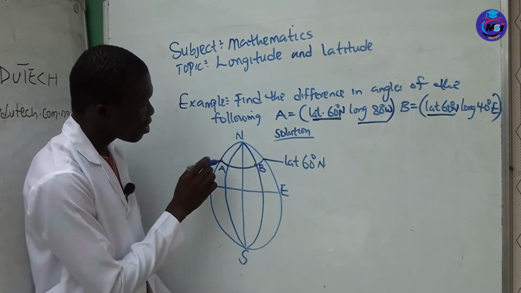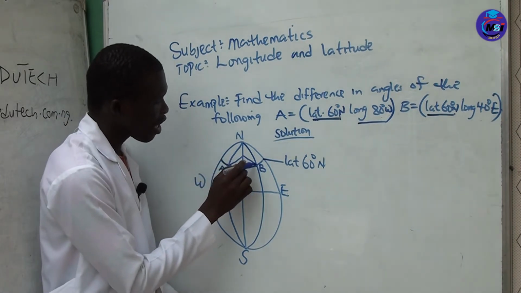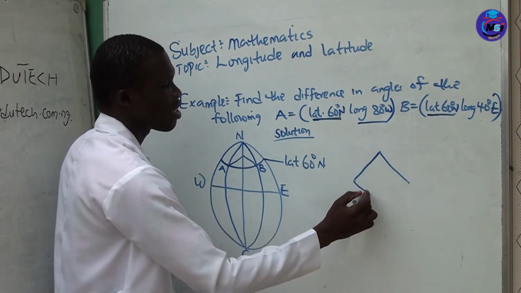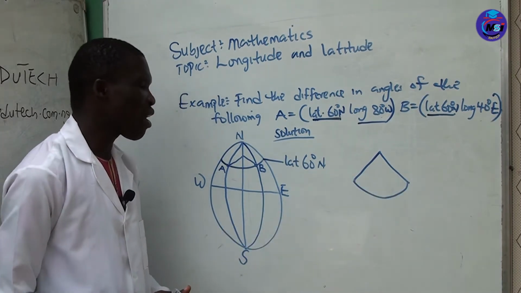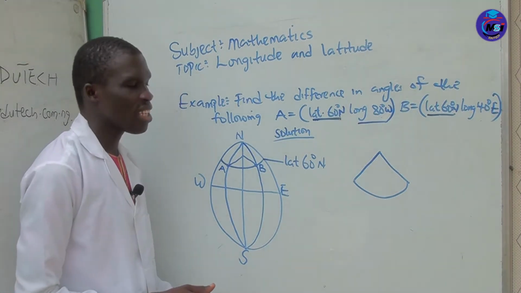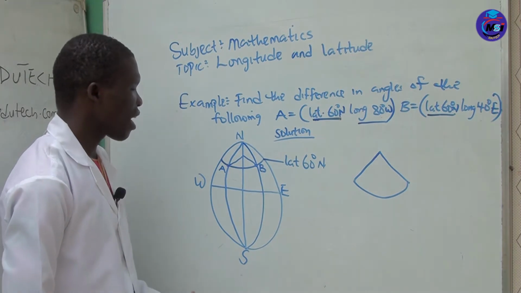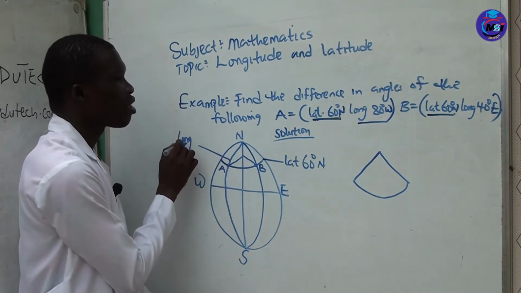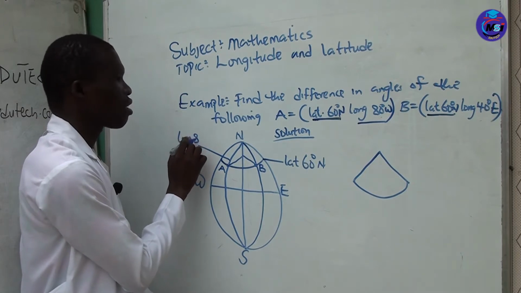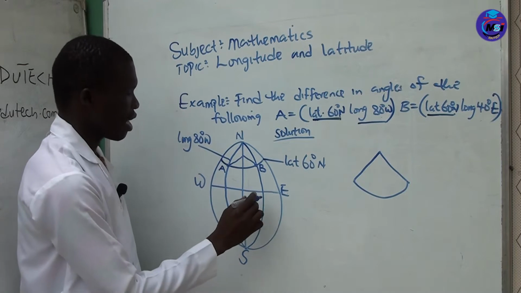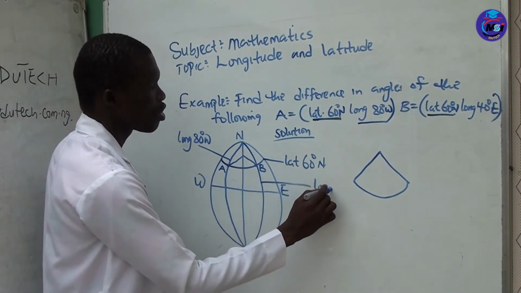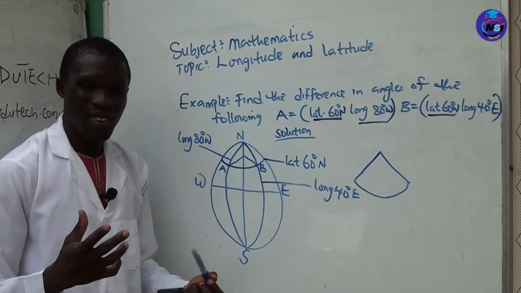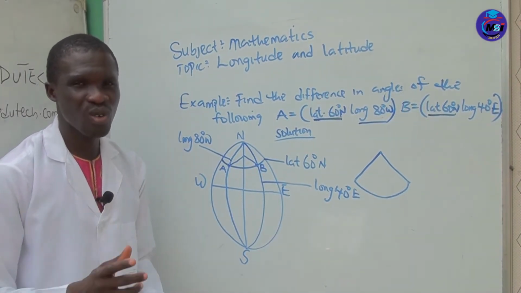Now, from here, you can join here and here together. You remember, it's going to give us a shape like this. I'll tell you more about that by the time we are finding distance along the great circle and distance along the small circle. Now, this is A and this is B. So this will give us longitude 80° west, and this will give us longitude 40° east. I believe I'm not too fast. I'm very slow and simple so that you can get this once and for all.